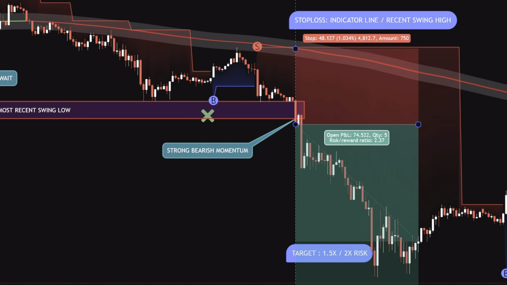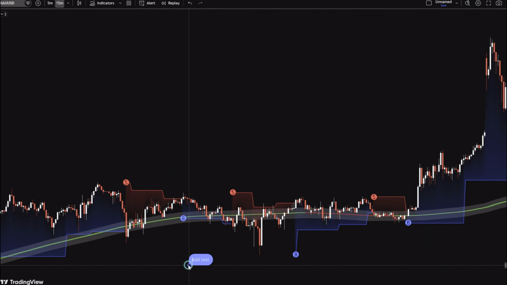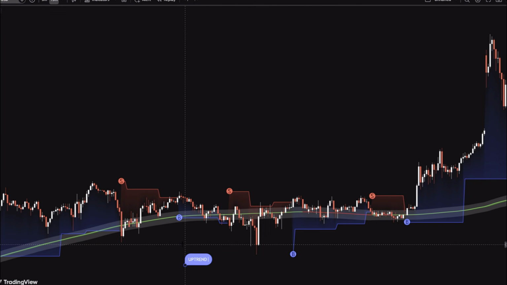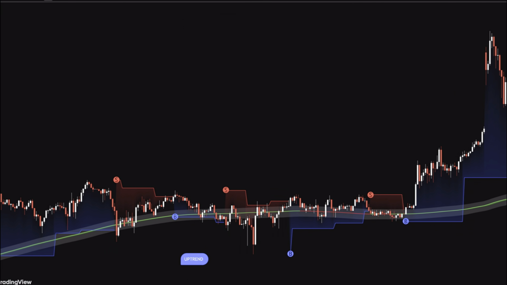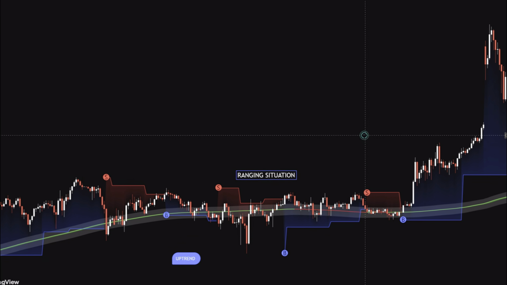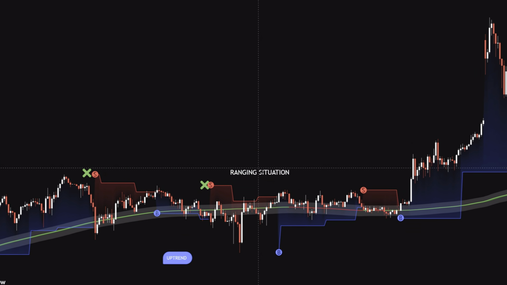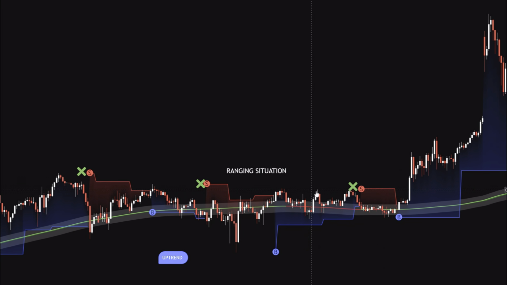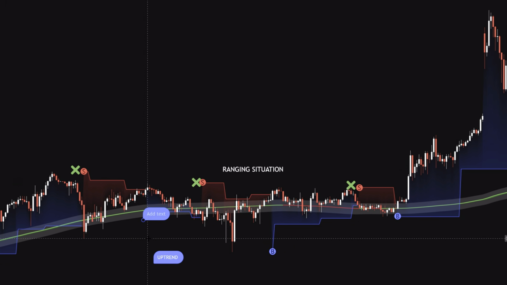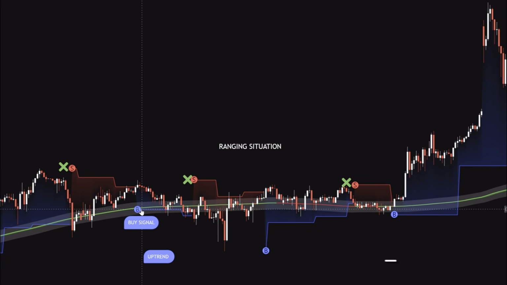Now let me walk you through a buy setup. Same logic but reverse. Price is above the trend line. The trend is up. A buy signal appears. You mark the most recent swing high. You wait for price to break above that resistance. That's your trigger. Your stop loss goes below the trend line or below the most recent swing low. Your take profit is 1.5 or 2 times your risk. Same structure, same discipline.